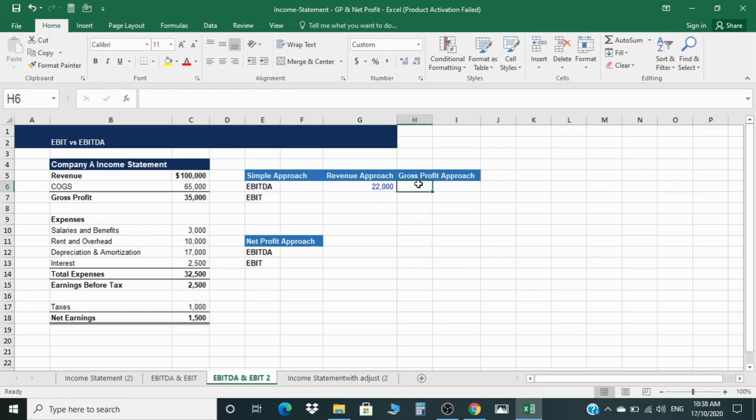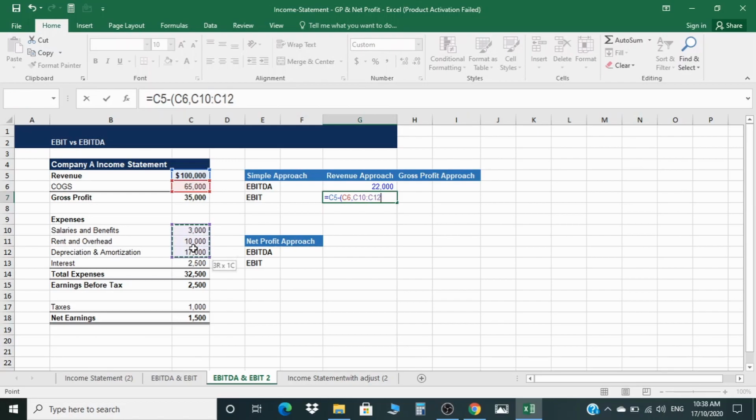So now we go by EBIT now. Revenue approach, minus bracket, cost of goods sold, comma, then minus salary, rent, depreciation and amortization, because we know we are calculating EBIT, earnings before interest and tax.